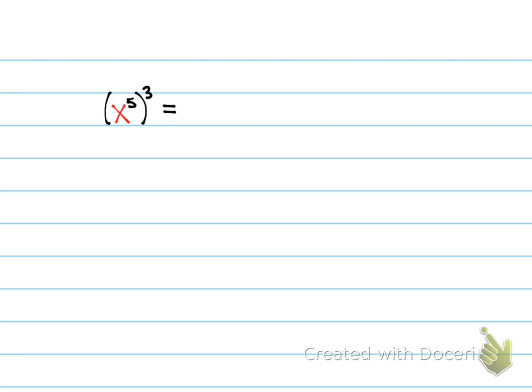So let's look at another one here. I have x to the 5th power to the 3rd power. So that literally means I'm going to take x to the 5th times itself 3 times. And then if I use my multiplication rules, I see that I have 5 plus 5 plus 5. That will give me x to the 15th power.